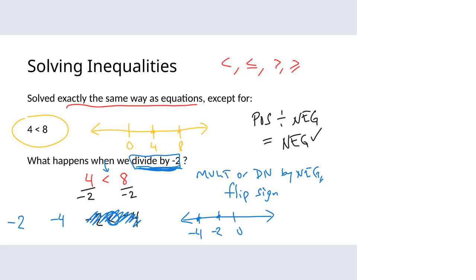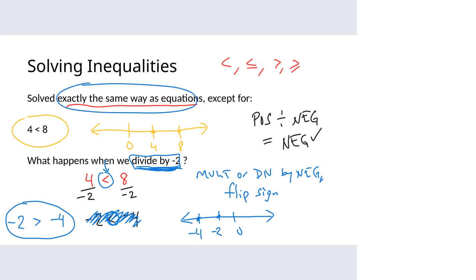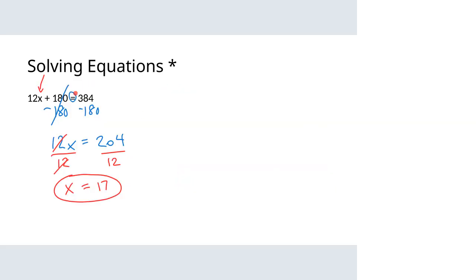Here we divided by a -2, so it was less than, we need to flip it and make it greater than, so that we end up with a true statement at the end, that -2 is greater than -4. And the key here is this. When we solve an inequality, we're going to do the exact same thing we do for an equation, except for this one condition. If in the solving process we multiply or divide by a negative, we have to flip the sign.